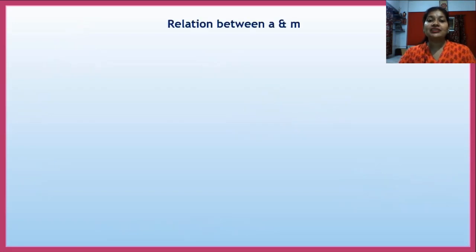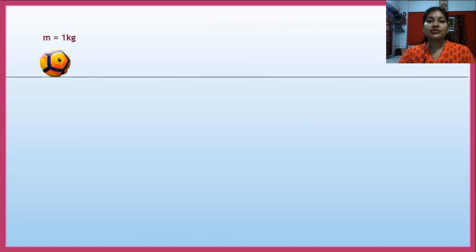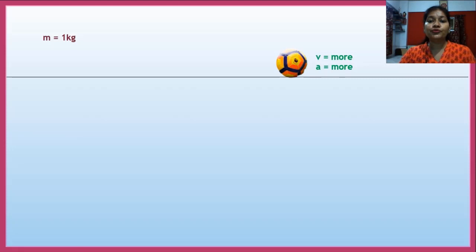Okay. So now we will derive a relationship between acceleration and mass. Suppose a football is there. The mass of the football is 1 kg. Now, if I try to move this football, it is very easy for me to move it. So, less mass, more velocity, more acceleration.